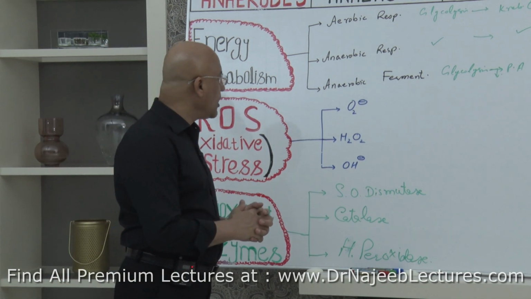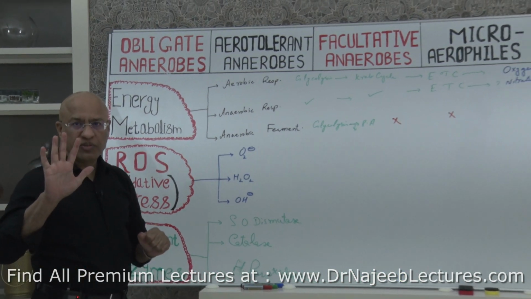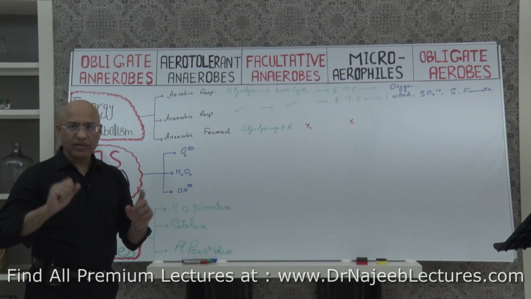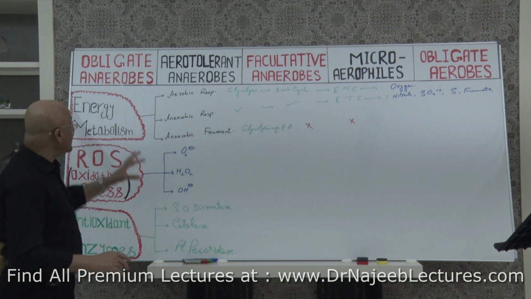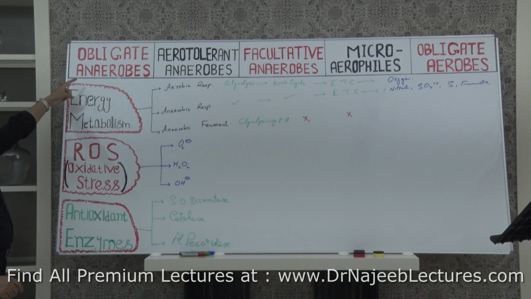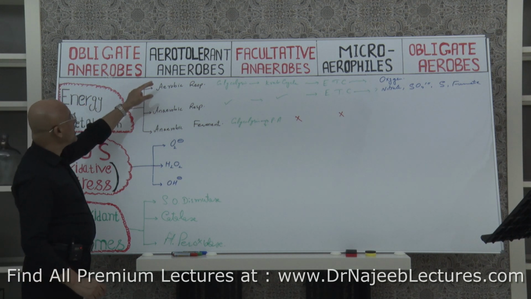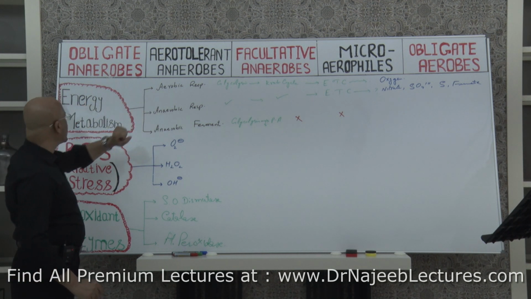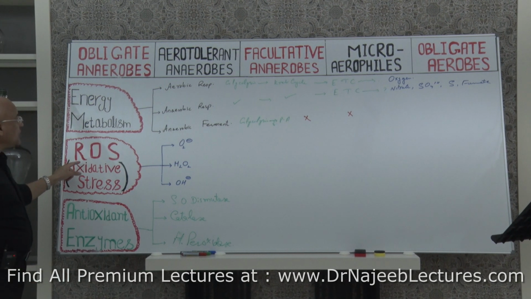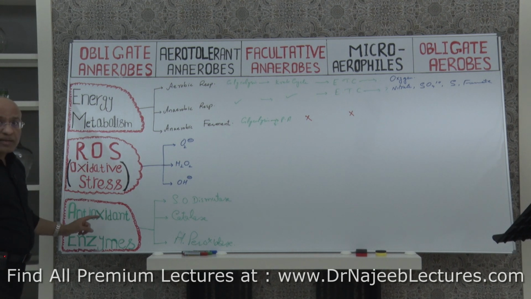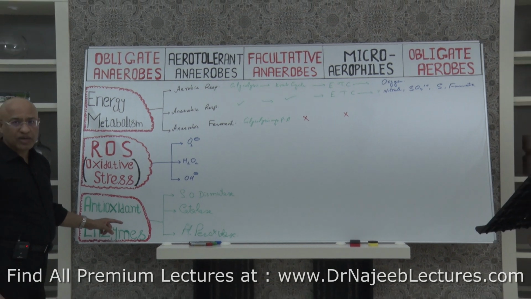Now, when I discuss all these 5 categories, these 5 classes of bacteria, in every class I will discuss about that. For example, if I say there are aerotolerant anaerobes, I will discuss what is their energy metabolism and how they deal with reactive oxygen species. Are they able to defend against these or can they not defend against them?